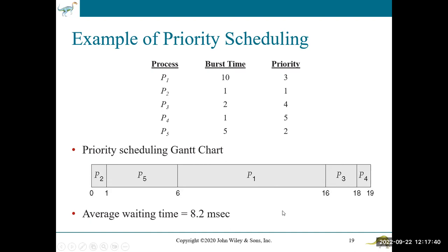So this is an example of priority scheduling. So here you see that P2 is scheduled first because it has the shortest burst time, right? And then P5 is scheduled next, and that's because its priority is 2.